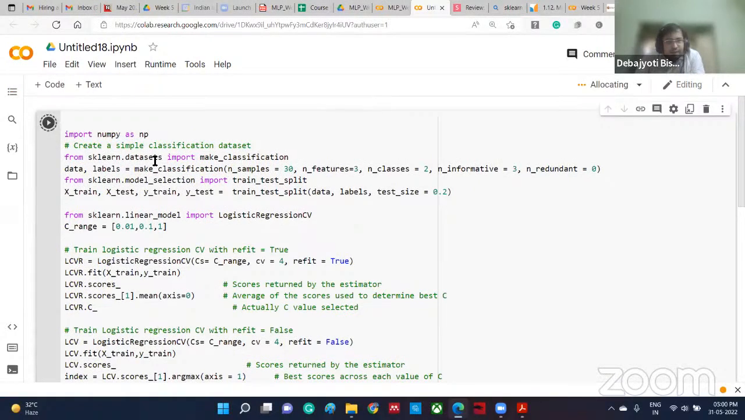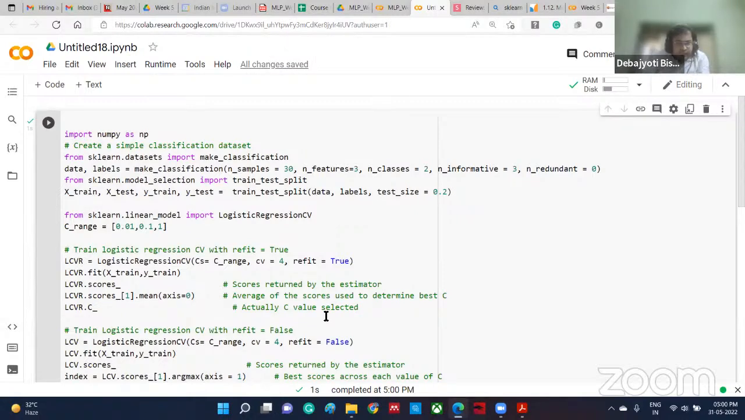Import numpy as np. Create a simple classification dataset from sklearn.datasets. Import make_classification, with n_samples equals 30 and 3 features, number of classes equals 2, and no redundant features. From sklearn.model_selection we import train_test_split, splitting 80:20. Okay, fine. From sklearn.linear_model, we import LogisticRegressionCV.